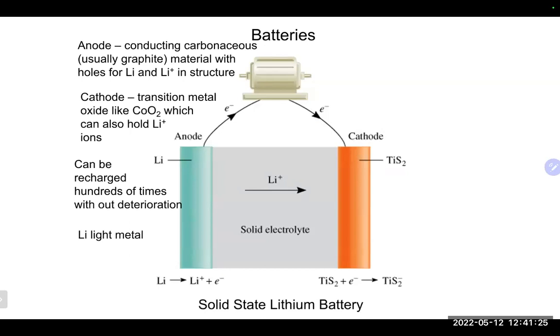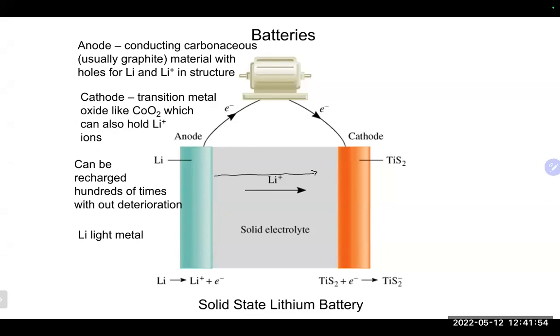This is a lithium or solid state lithium battery. The anode here is a carbon sort of graphite material. It has holes that allow the lithium to sort of migrate through it. And the cathode side is usually some type of transition metal, like cobalt there, that can hold the lithium ions as they travel through there. It can be recharged hundreds of times because it's sort of a solid state.